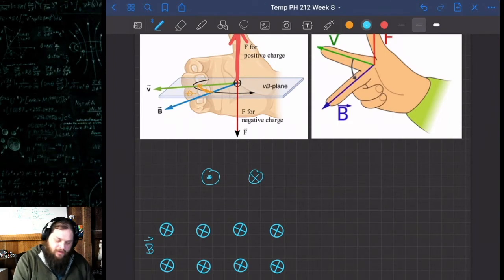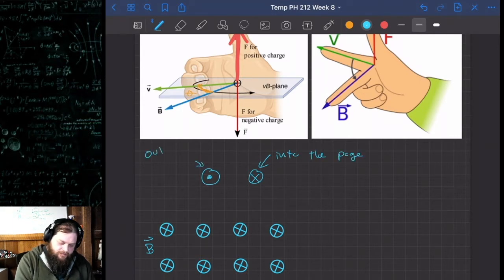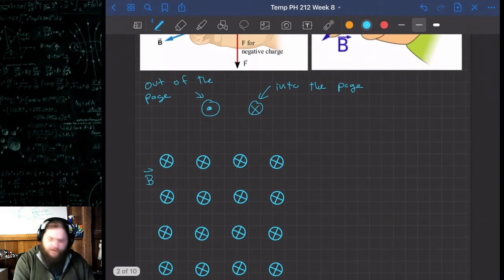So in this case, this would be into the page. And this one is out of the page. And I have a uniform magnetic field going that way. In this case, it's going into the page there.